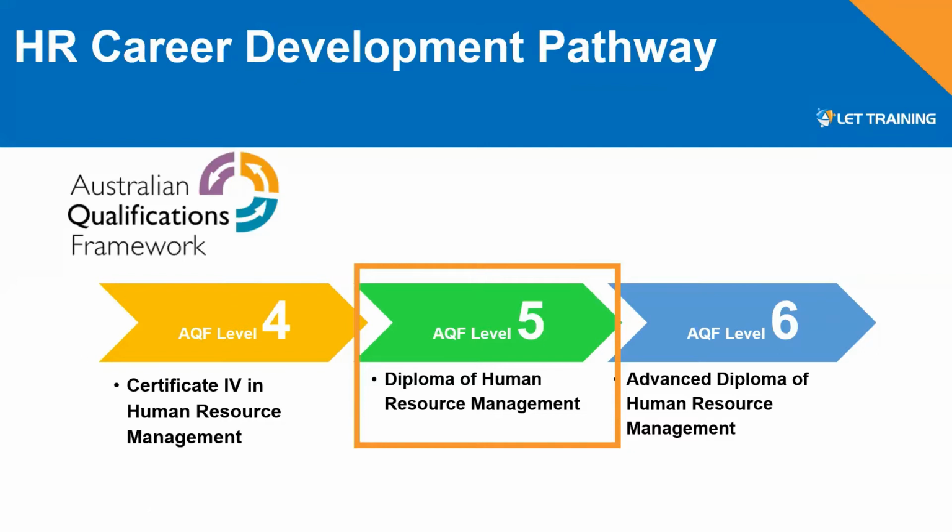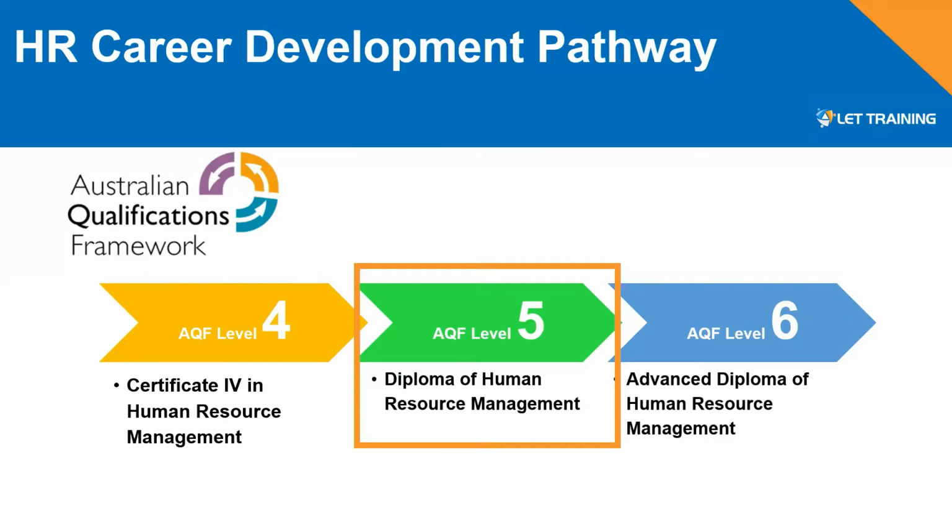A level 4 or Certificate 4 is certainly pitched at what I'd call the functional level. So getting a grounded foundation and understanding of delivering and supporting the delivery of key functions in the HR space. Whereas the diploma takes it to the next level, and it's very much focused on managing that function for the organisation.